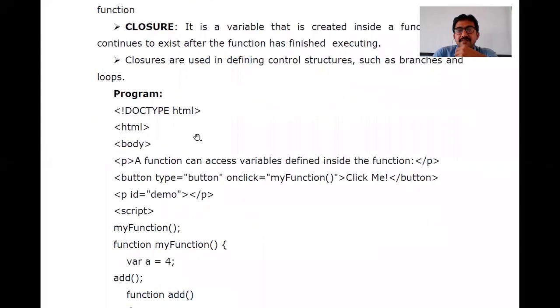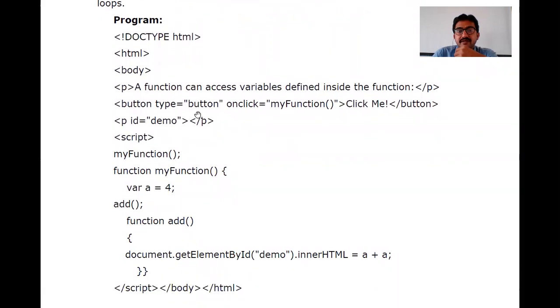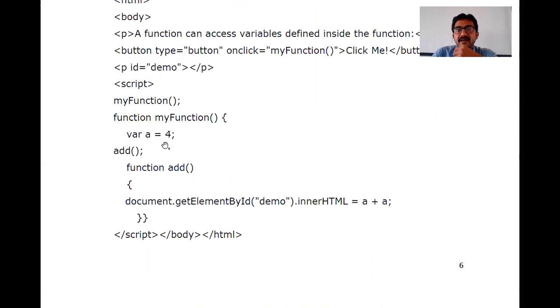Now if you see the example over here, in the body I'm creating a button. On click, I'm calling myFunction. Once I click the button, it will call the function. So in myFunction there is var a equal to 4. Then I'm calling one more function called add. It will call the definition of function add. Function add: document.getElementById demo.innerHTML equal to a plus a. A plus a means what? Here a plus a, by default it is not there, where a equal to 4 is inside, and it is going to call it. Now it's the end of the add function.